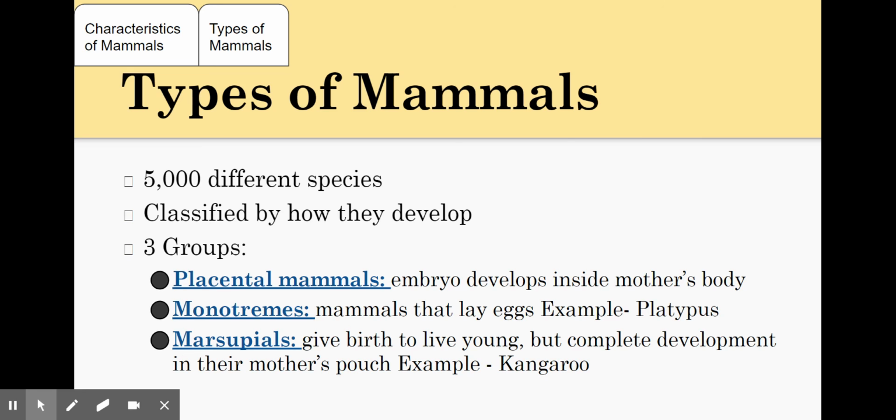There's different types of mammals. There's 5,000 different species of mammals. They're classified by how they develop. There's three groups: placental mammals, where the embryo develops inside the mother's body.